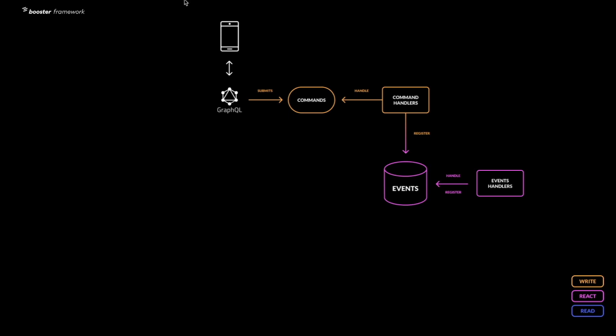So again, what's going to happen here is that our front-end application will be sending a GraphQL mutation called withdraw money. This will be converted into a command, which is a class in our code. And when it reaches our system, its command handler will be executed. This command handler will register the money withdrawn event.